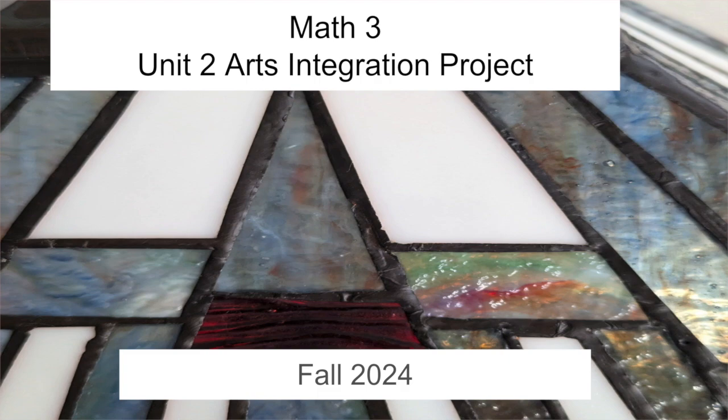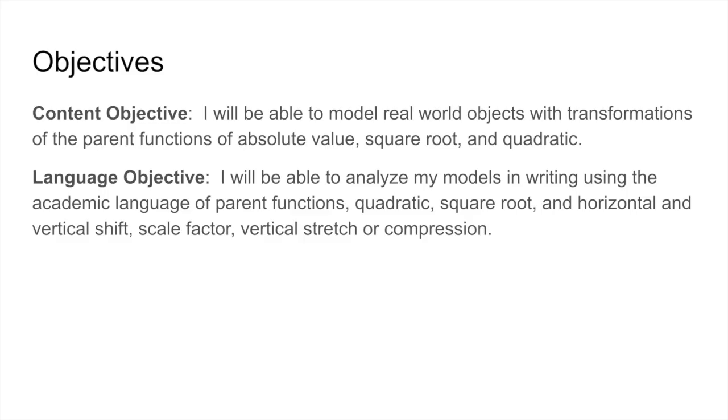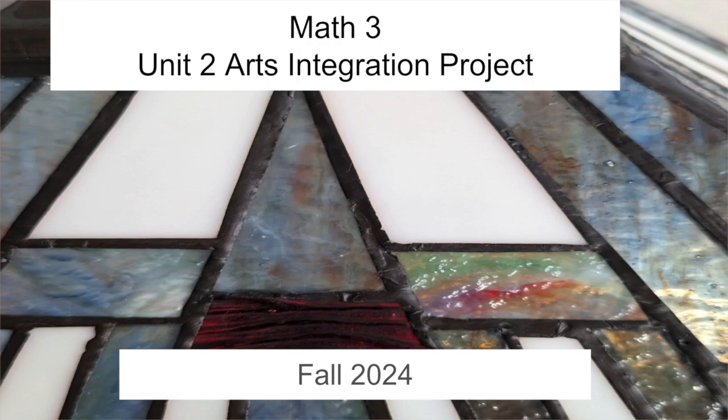Hello, my name is Davina, and this is my Math 3 Unit 2 Arts Integration project. As you can see, I chose the swing in the playground picture, and the function is f of x equals x squared.